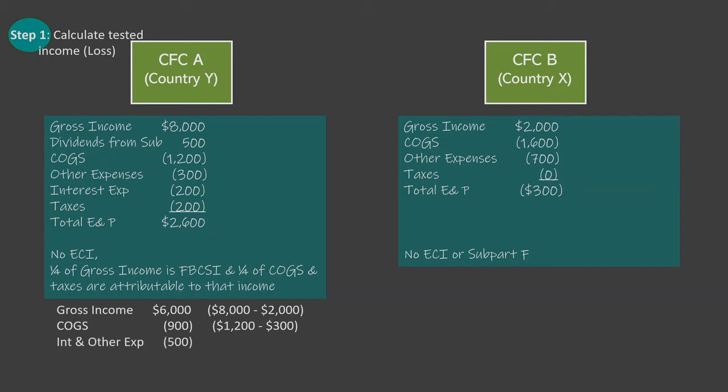Our interest and other expenses total $500, and none of those expenses are attributable to our foreign-based company sales income. And then our taxes, a quarter of those are attributable to foreign-based company sales income, so 150 are attributable to our tested income. This gives us a tested income for CFC A of $4,450, very different than the $2,600 of total E&P that we had computed. For CFC B, we have a tested loss of $300. There's no dividend from subs, no Subpart F income, no ECI, and all of the expenses that are given here are deemed attributable to the gross income generated at CFC B. So CFC B has a tested loss.